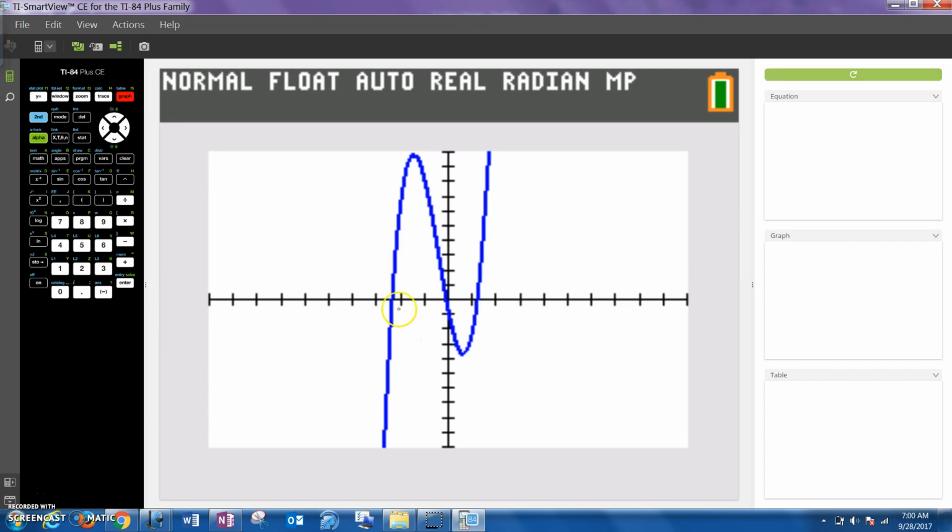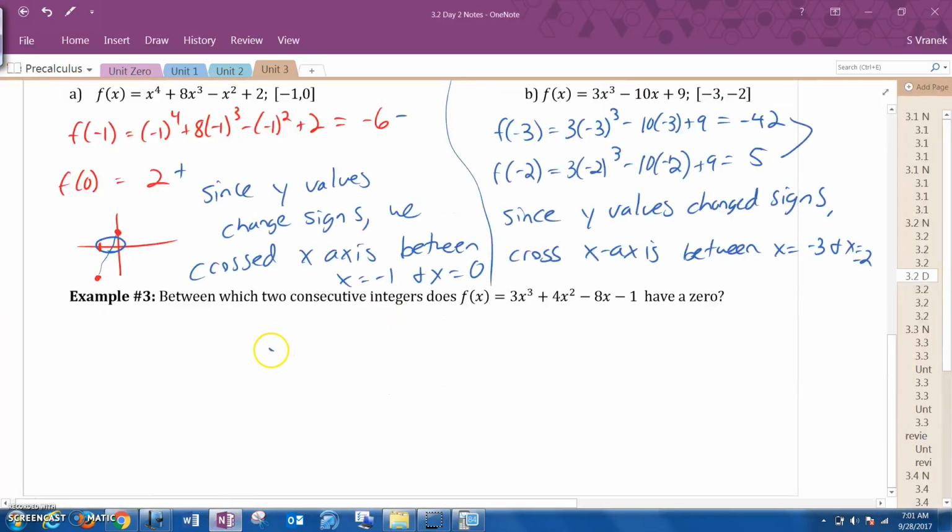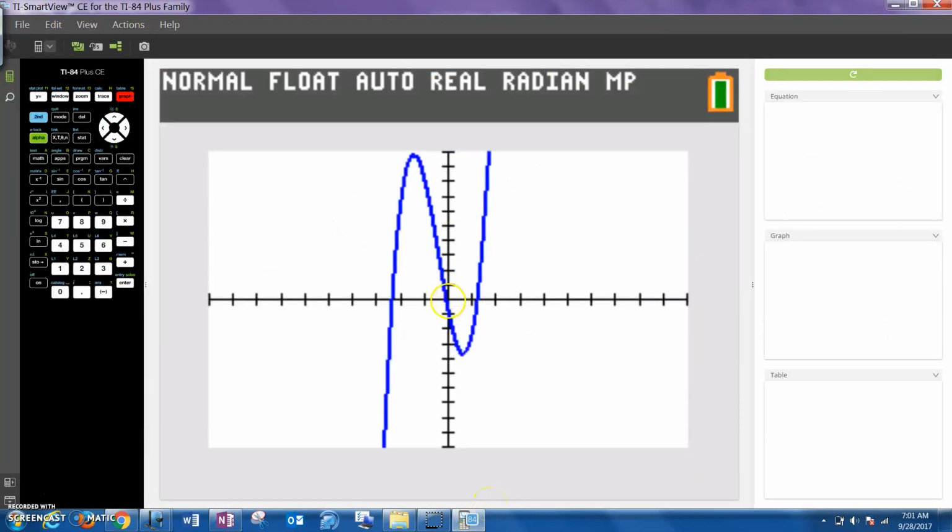If you look at this, the first time it crosses the axis is between, there's negative 1, negative 2, and negative 3. So between negative 3 and negative 2. So we would say between x equals negative 3 and x equals negative 2. But we're not done yet, because it actually crosses 3 times. So the next time it crosses, it looks like it crosses right before the 0.